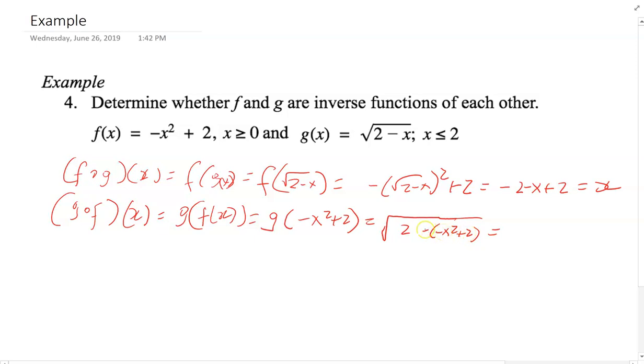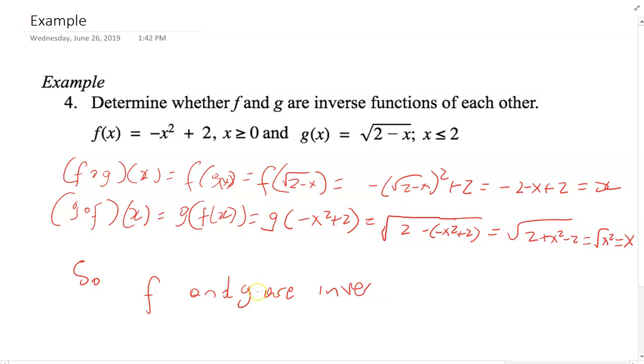And so that's going to be equal to, if you expand this out, radical 2 plus x squared minus 2. And so that's going to be radical x squared, and then that is equal to x. So notice that both f of g of x equals x, and g of f of x is equal to x. So f and g are inverses of each other, okay?